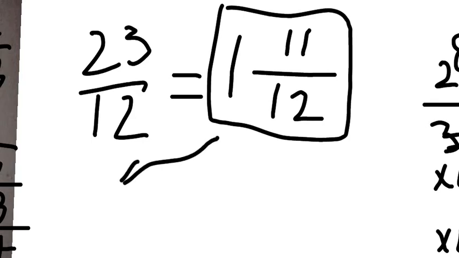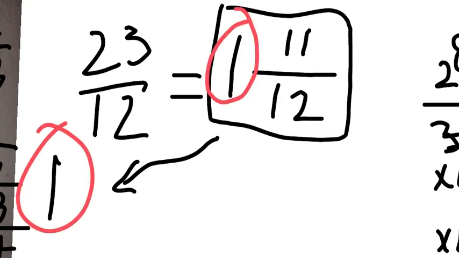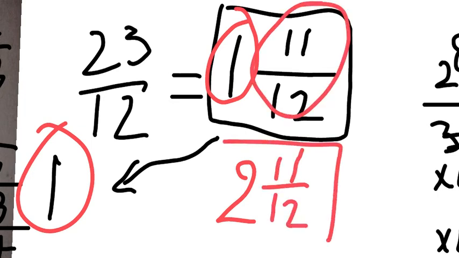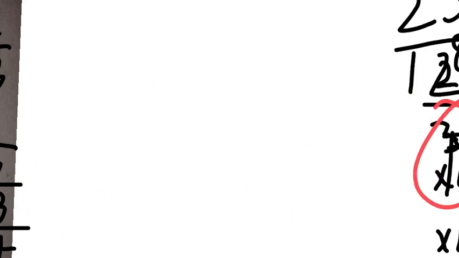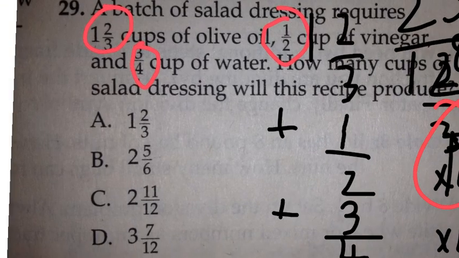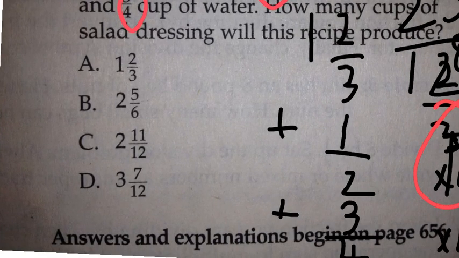However, remember that we had an extra 1 at the beginning when we added the whole numbers together. So let's not forget about that. Okay, so you're going to add this 1 to this 1, and you get 2. And now you're going to pick your fraction, which is 11 over 12. So my final answer is 2 and 11 over 12. And when you come back to your problem, you're going to select letter C, and that's your final answer.